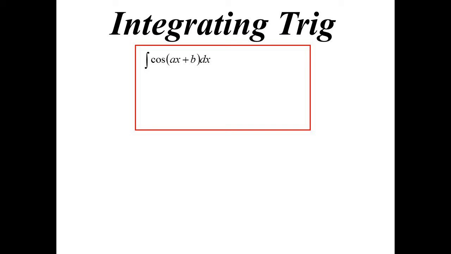When we differentiate sine, we got cos. Therefore, when I integrate cos, I'll get sine. The 1 over a will always be 1 over the coefficient of x when I'm dealing with a linear function, because ideally we would like the derivative out the front, which would be a.